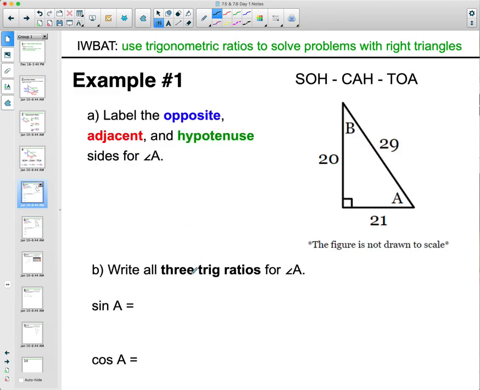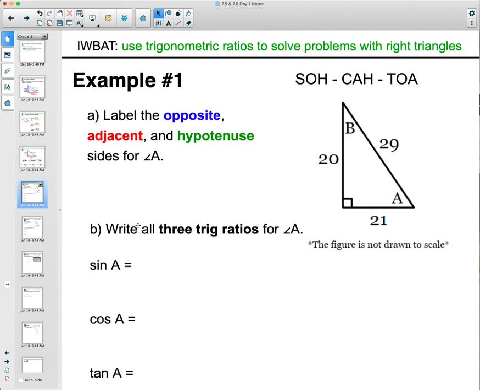So let's take a look at just writing these ratios out. So if we take a look here, first off, we want to label the opposite, adjacent, and hypotenuse. Okay, so remember this deals with where the angle is. So we're looking at angle A in this case. Okay, so I like to identify angle A by circling it. Then we need to label the opposite, adjacent, and hypotenuse. So the hypotenuse is always across from the 90-degree angle, so the 29 is the hypotenuse.